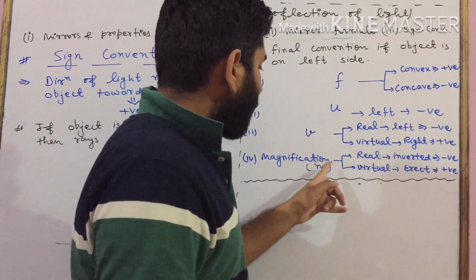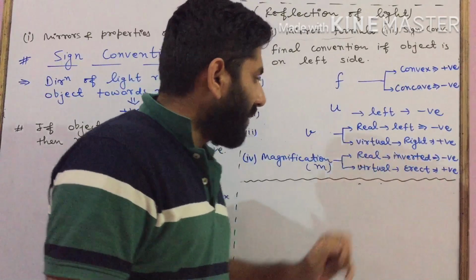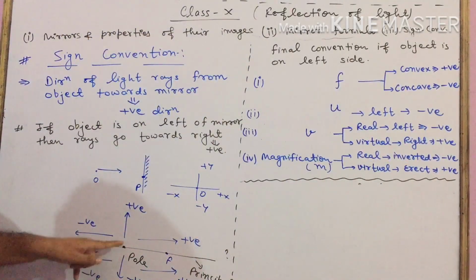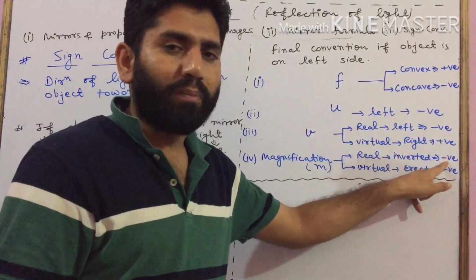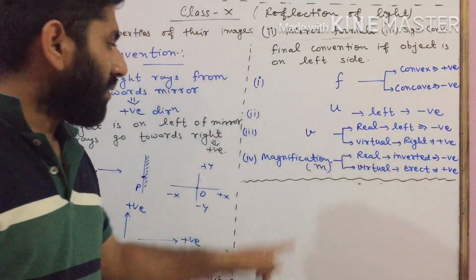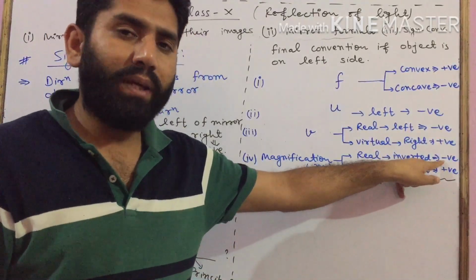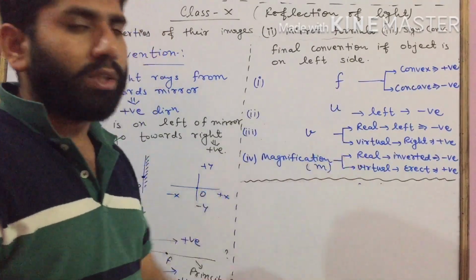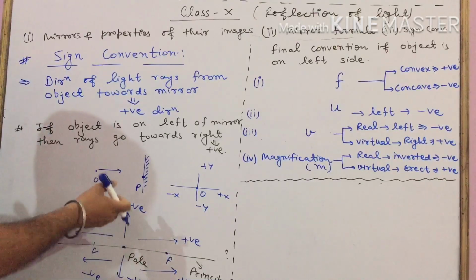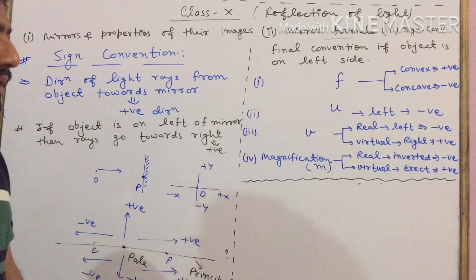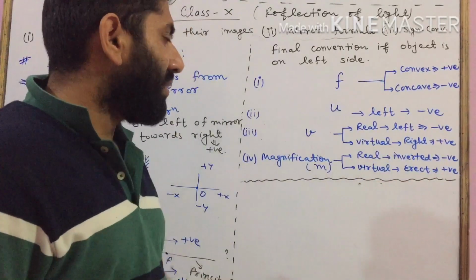Okay, so now if the image formed is real, the image will be inverted, and as we know, the distances below the principal axis are negative. So that is why the sign of magnification will also be negative. If the image formed is real, the image is inverted, that is why its sign will be negative. If the image formed is virtual, then a virtual image is generally erect. If it is an erect image, that means it is above the principal axis, so that is why its sign will be positive. So this is the sign convention for magnification.